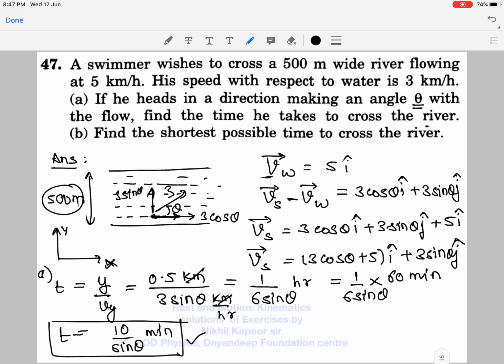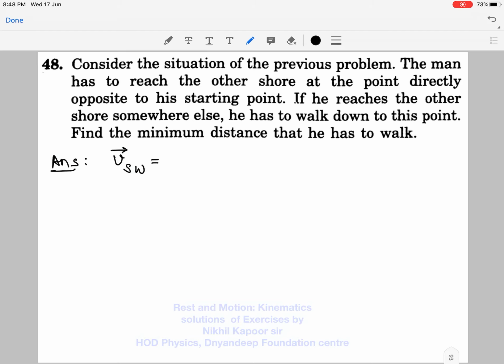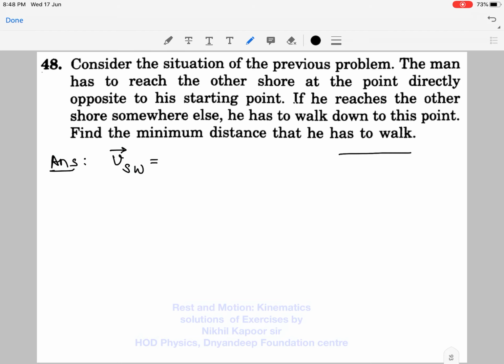In the previous problem it is said that the speed of swimmer with respect to water is 3 kilometer per hour and it heads in the direction theta, while water is flowing with 5 kilometer per hour and width is 500 meter. Okay, so the velocity of swimmer with respect to water is 3 kilometer per hour and making an angle theta.